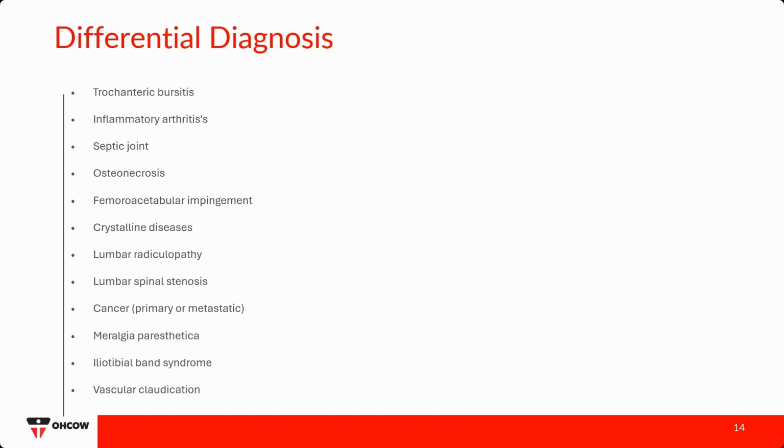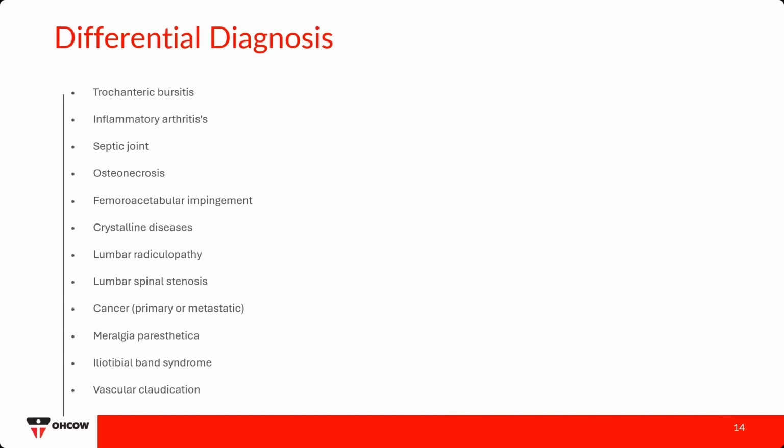A septic joint, this is obviously something quite important and urgent that needs treatment. Typically, the joint will be red, hot, swollen, and the patient themselves may have a fever. So this is something you want to diagnose very, very early and treat them promptly. Osteonecrosis is destruction of the hip joint, usually in the younger patient where the blood supply is compromised.